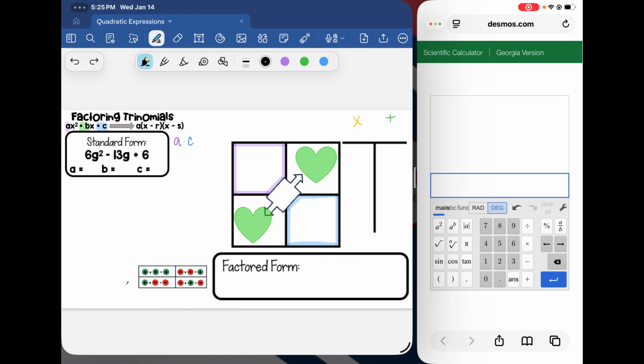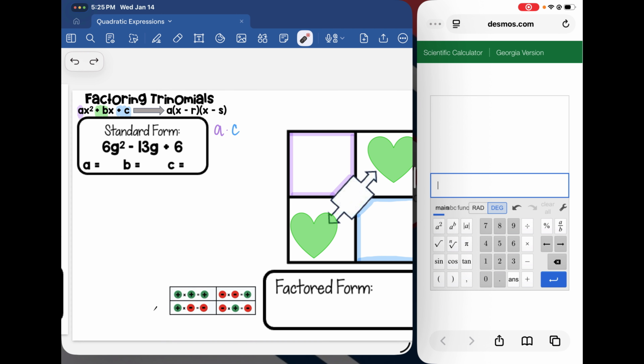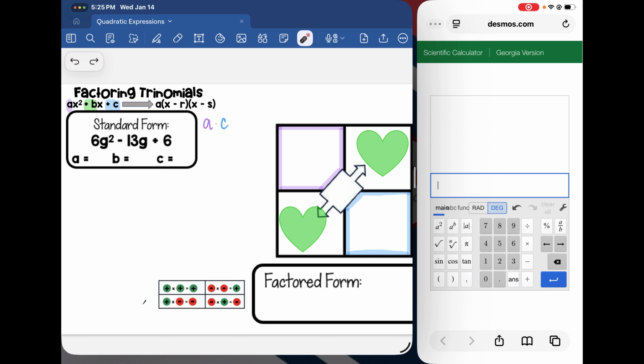All right, let's look at example number 3. We have 6g squared minus 13g plus 6. And I need to identify a, b, and c. My a value in front of my quadratic term, my b value, the coefficient of my linear term, and my c value, my constant. So my a is 6, b is negative 13, and my c is positive 6.